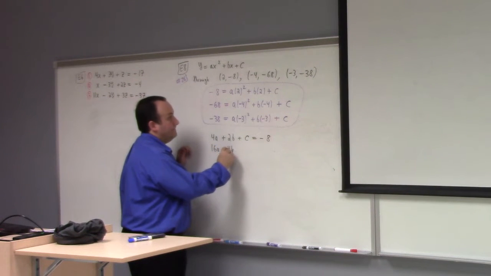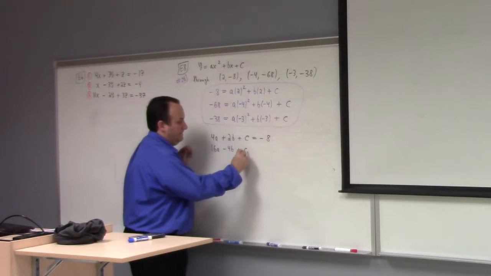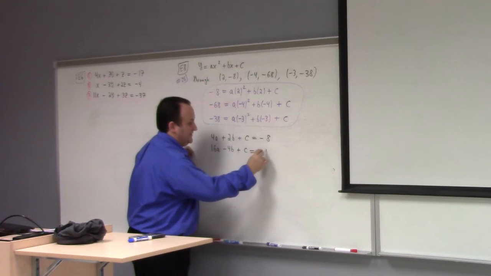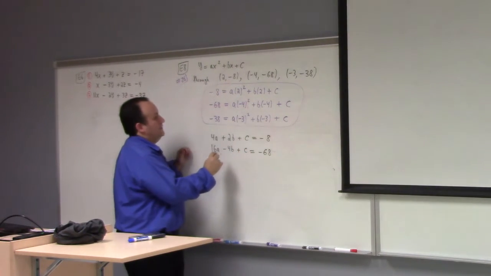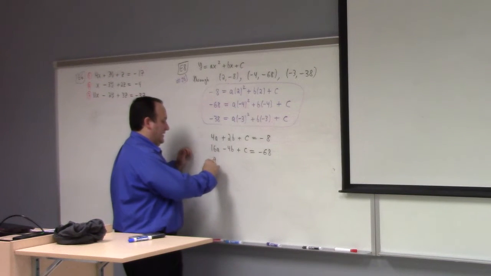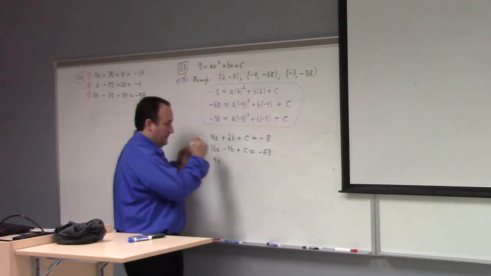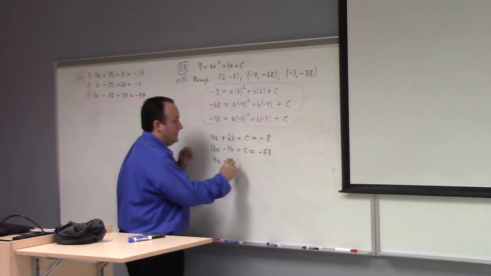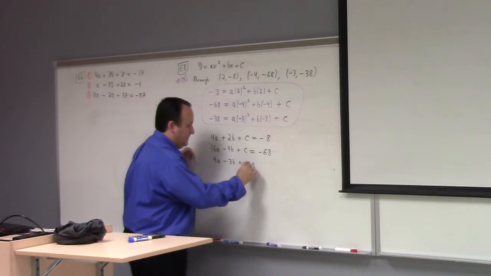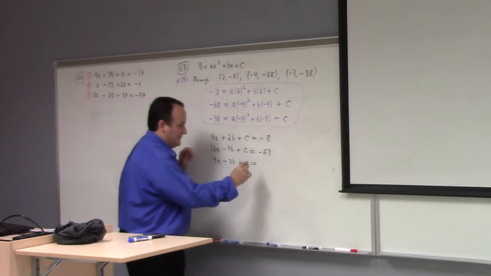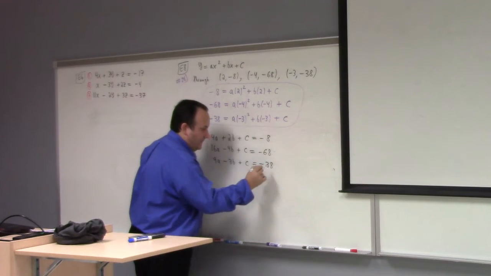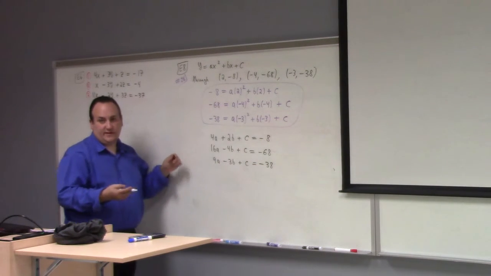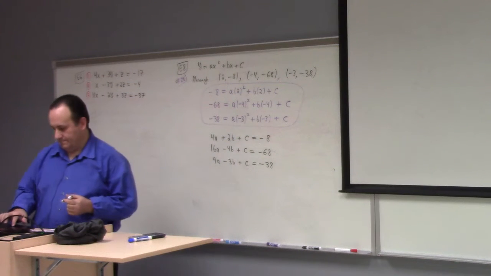Minus 4b plus c equals minus 68. We've got 9a minus 3b plus c equals minus 38. This is 3 equations and 3 unknowns, right? How do you solve it?